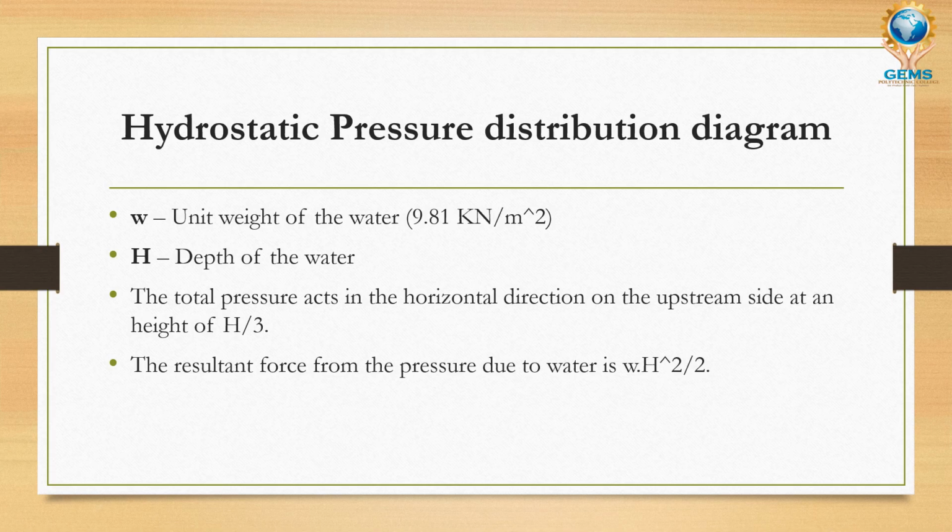What are the components in the formula? You can see WH, where W is the unit weight of water, as you have studied earlier, which is 9.81 kilonewton per meter cube, a constant value, and H is the depth of the water. The total pressure acts in the horizontal direction on the upstream side at a height of H by 3, which is denoted in the diagram. The final resultant force from the water pressure acting at a height of H by 3 is W into H squared by 2.